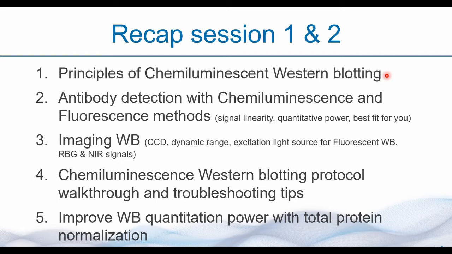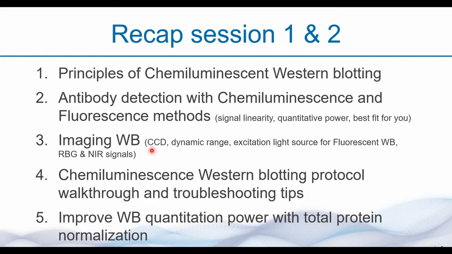Right, so let us recap what we have talked about in the previous 2 sessions. Firstly, we talked about the principles of each of the chemiluminescence Western blotting steps, from the gel electrophoresis, transfer, blocking, up until the antibody detection, with 2 main methods that are used right now, which are chemiluminescence and also fluorescence method. We also talked about the signal linearity between these 2 methods, the quantitation power, and which one is best fit for your experiment needs, because each of us has different applications and different kinds of questions we want to answer.